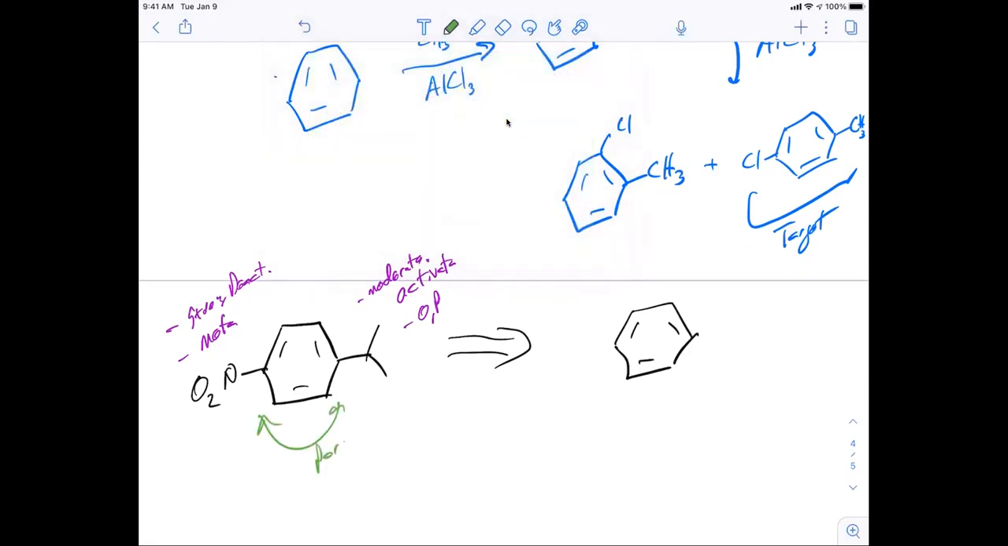Product is para. So which one has to go first? That one's going to have to be first. This one will have to be second. If we added the nitro first, then we couldn't add the other group para. So in this case, it's very obvious. Right? I have to add the ortho-para director first to get the nitro-para. If I add the nitro first, then I'll get the other group. If it was possible to add it, I'd get it meta. Okay.